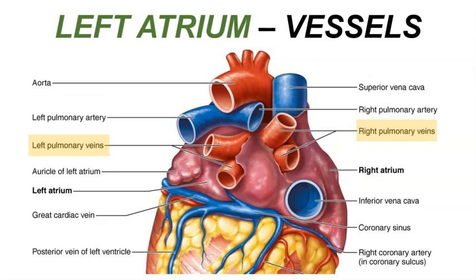So it was fairly difficult to trace the path of the right pulmonary veins in the previous diagram. However, if we turn the heart around and look at the posterior side of the heart, we see that both sets of these veins enter the heart in almost the exact same place.